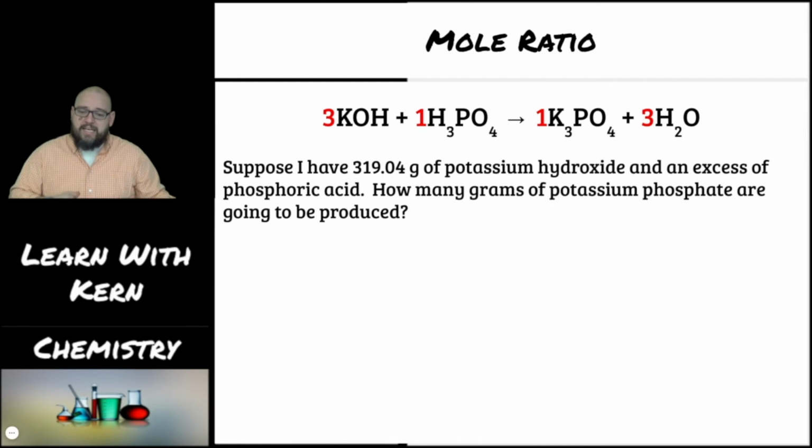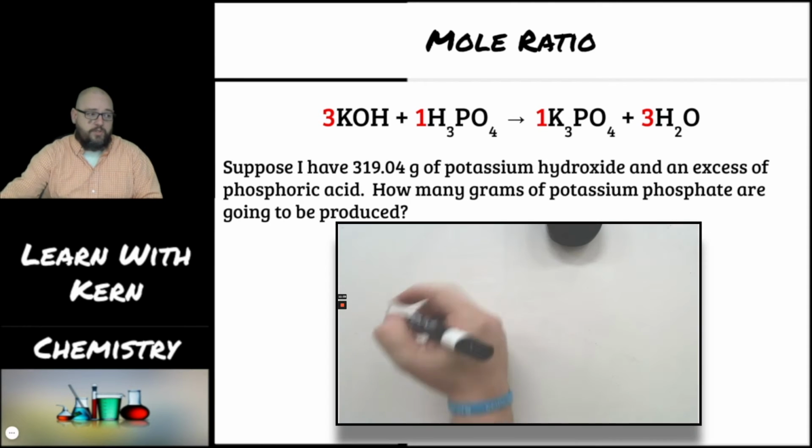And suppose that I have 319.4 grams of potassium hydroxide and an excess of phosphoric acid. Now when you see the word excess, that just means I have more than enough phosphoric acid to completely react all of the potassium hydroxide. So I have an excess of phosphoric acid. How many grams of potassium phosphate are going to be produced?